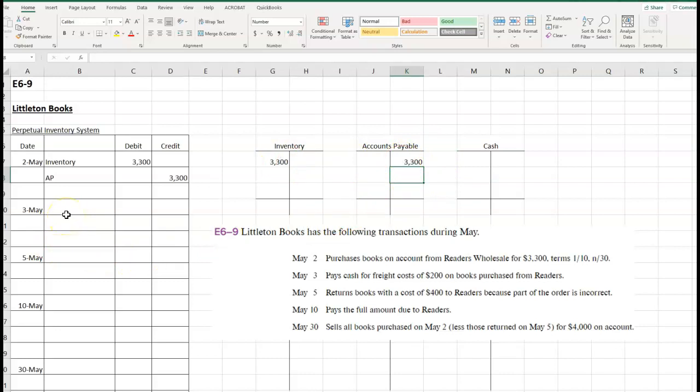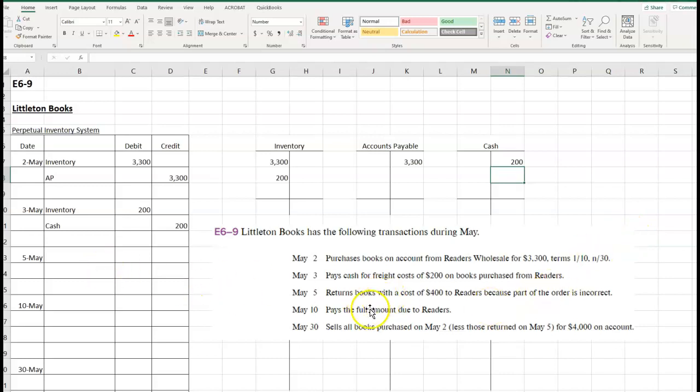May 3rd, pay cash for freight costs of $200 on books purchased. So these books that we purchased, we're paying cash for some freight costs. Freight is always added to inventory. It's part of the cost of inventory. So we're going to debit the inventory account for $200 and we'll credit cash for $200. So again, post these. Inventory debit 200, cash credit 200.